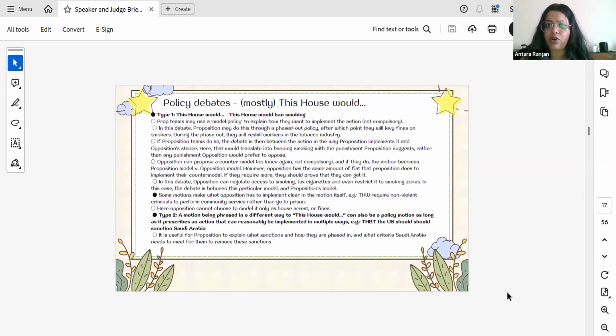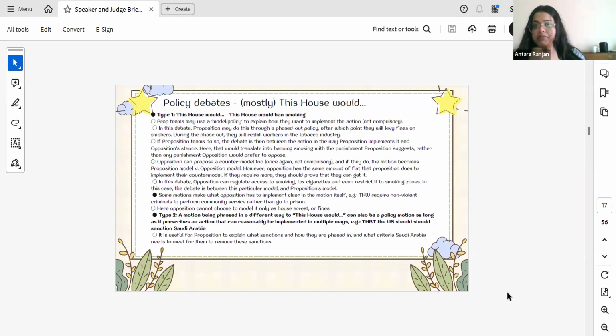Opposition can give a counter model if they want. So they can say something like, well, we can regulate cigarettes, we can tax them higher instead of banning them, right? People have the freedom of choice. They should be able to choose if they want a cigarette. So maybe instead of banning it, we should regulate it. We should make some laws about it, right?